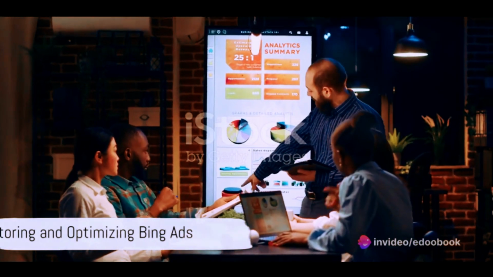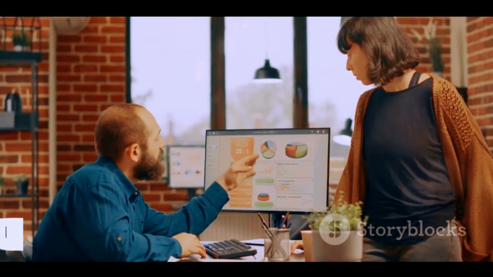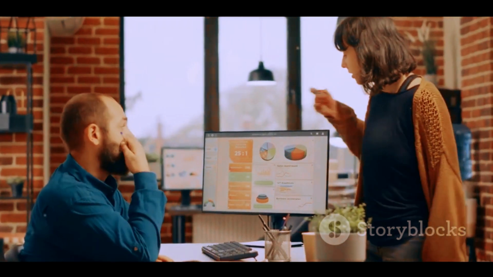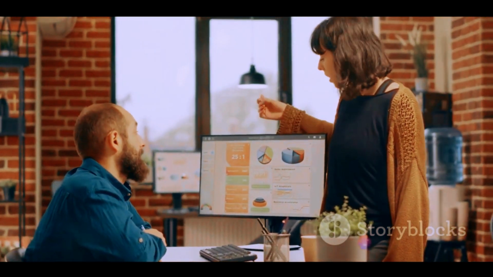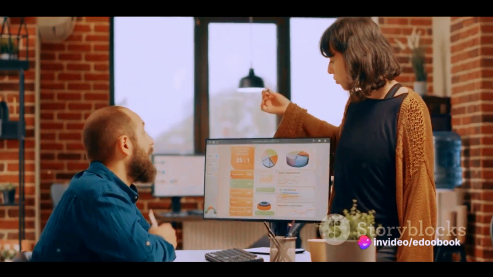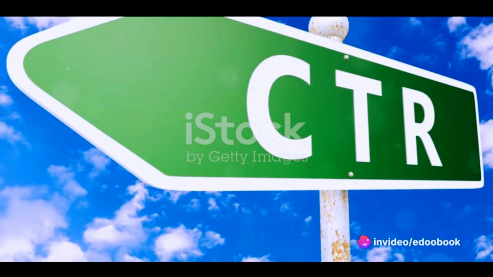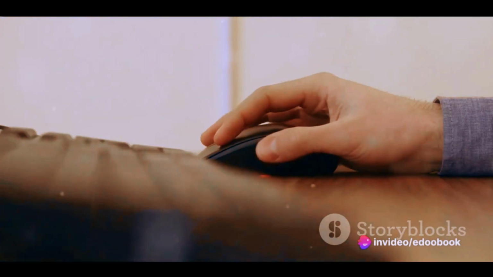Now that your campaign is up and running, it's time to keep a close eye on its performance. Monitoring isn't a one-off task. It's an ongoing process that enables you to understand your ad's effectiveness. The key to successful monitoring lies in understanding your metrics.